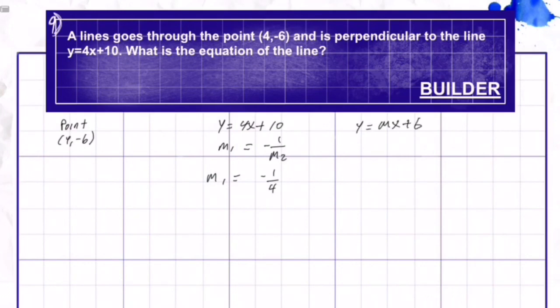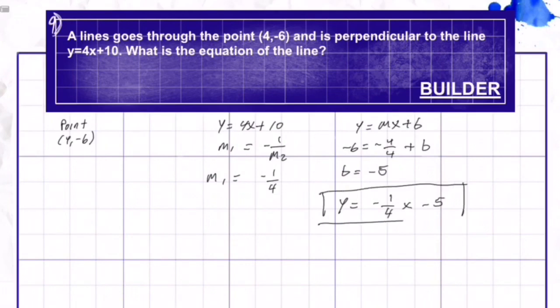So we had the standard form of the equation of the line, y equals mx plus b, to find the y-intercept, minus 6 equals minus 4 divided by 4 plus b. Rearranging for b, solving for b, we had that the answer is minus 5. So substituting in the standard form, we had that y equals minus 1/4 x minus 5. That is your answer.